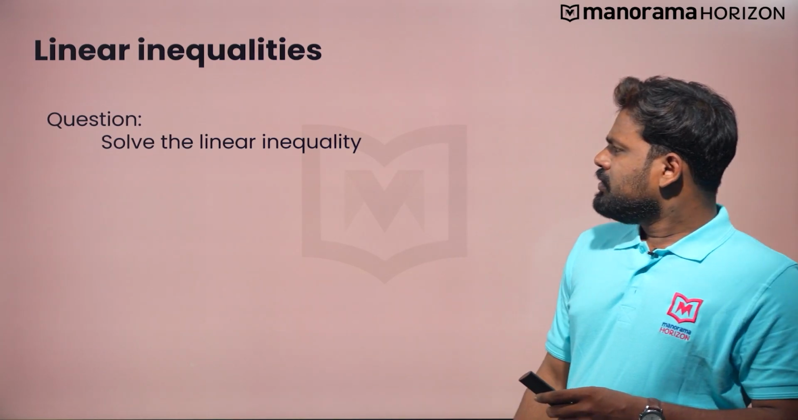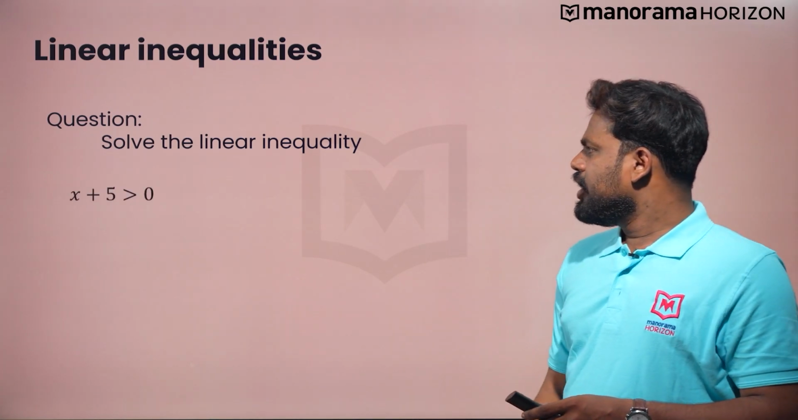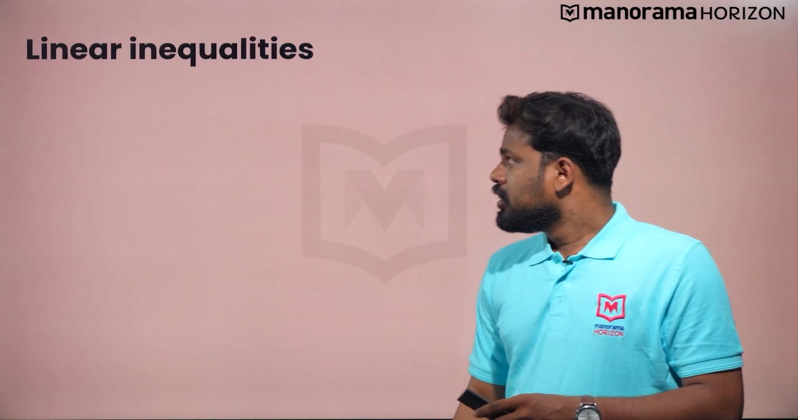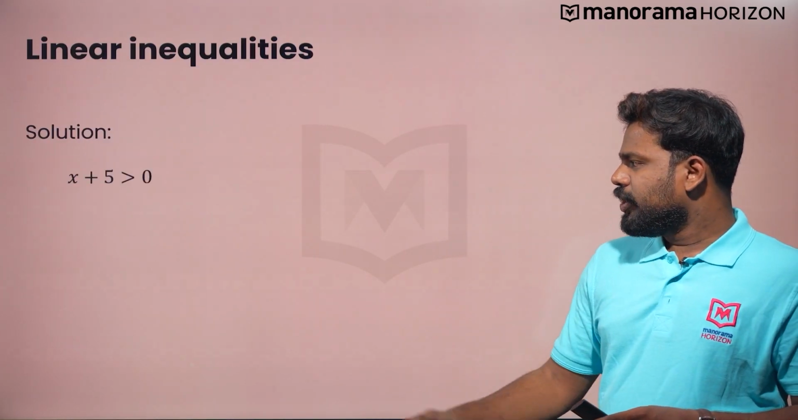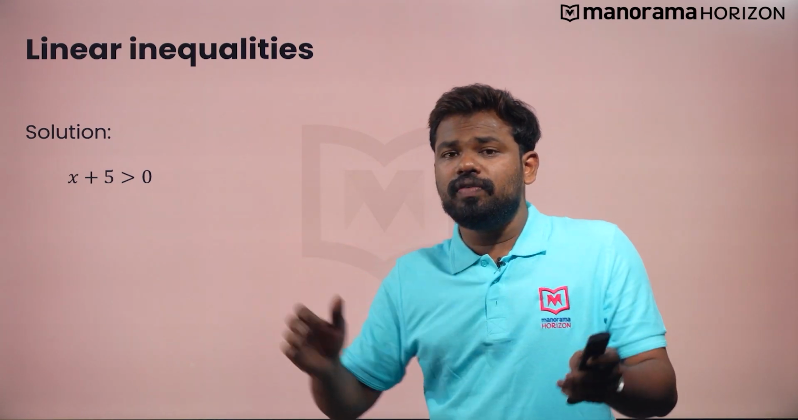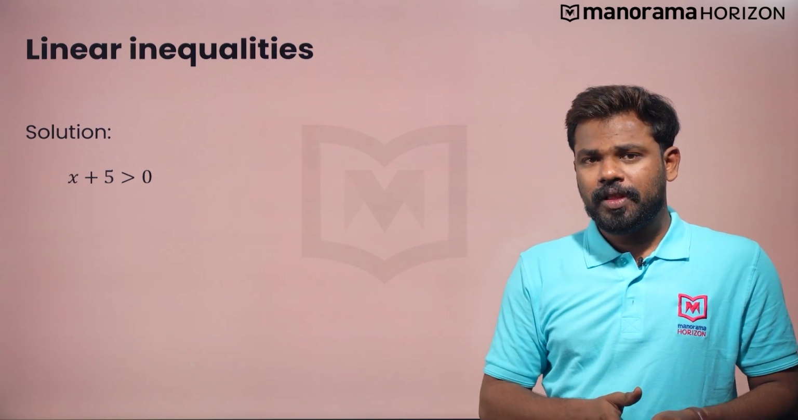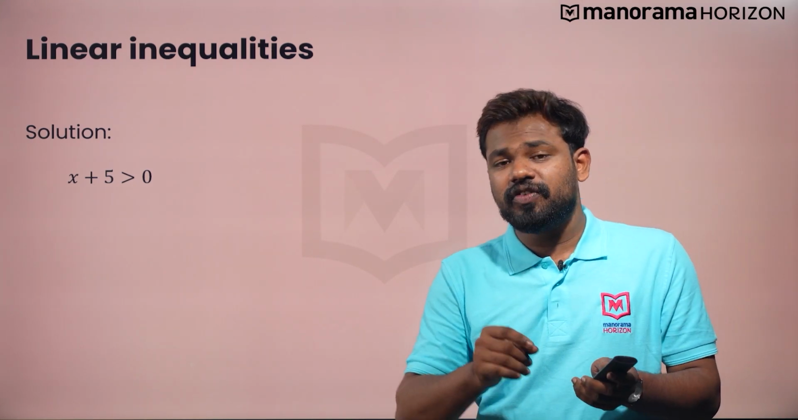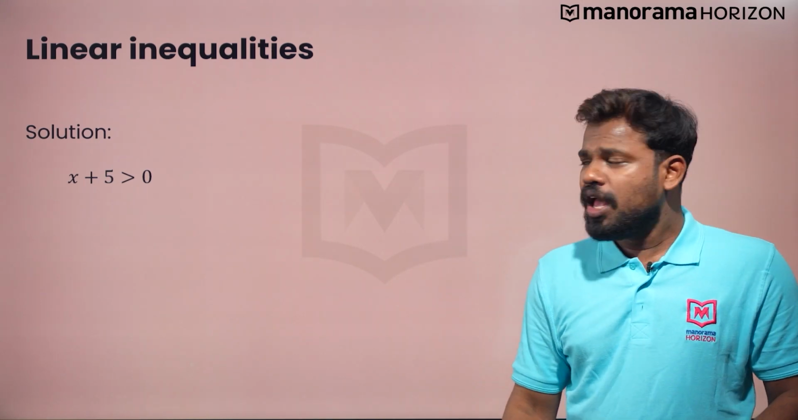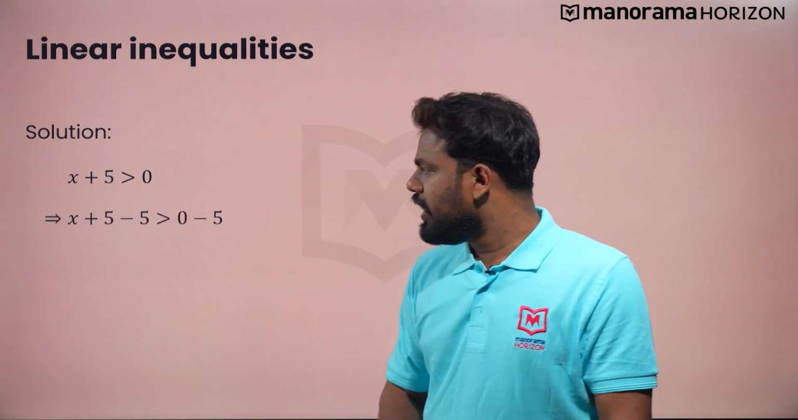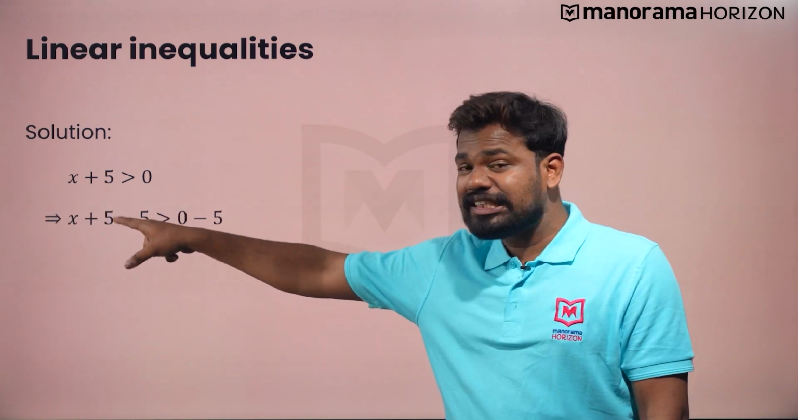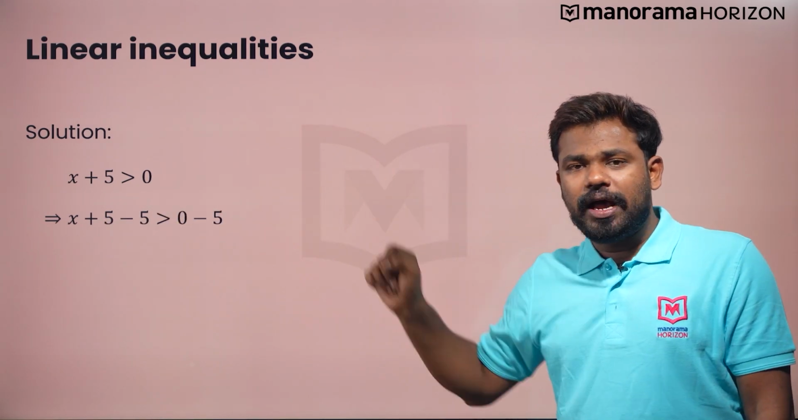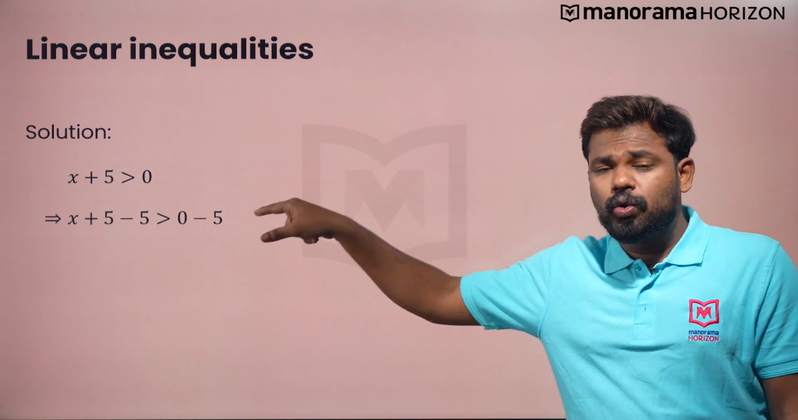So consider an example. Solve the linear inequality, that is x plus 5 greater than 0. So when x plus 5 is greater than 0, I need to remove this 5 from the left side. So to remove that 5 from the left side, what should I do? I should subtract 5 from both sides of the inequation, right? So when I subtract 5 from both sides of the inequation, I'll be getting something like this, that is x plus 5 minus 5 greater than 0 minus 5. So here I'm using a rule that we studied.